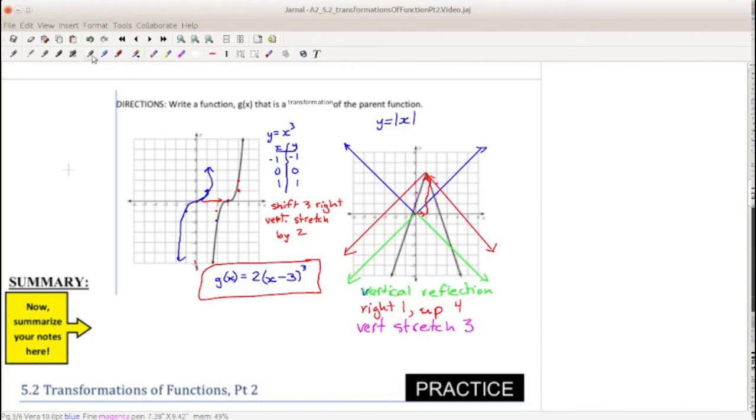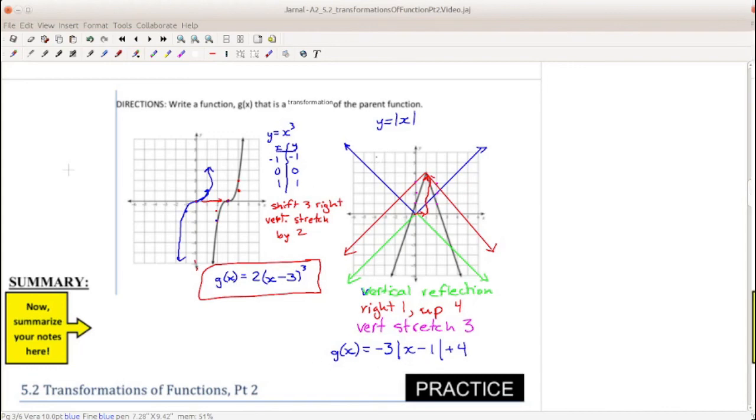So if I put those all together, hopefully to get my final answer, I've got then g of x equals, let's see, vertical reflection and vertical stretch, those are going to come in front as a -3 absolute value. Between these two, the right one is going to be inside, so this is going to be x minus 1, absolute value. And then my up 4, plus 4, comes at the end.